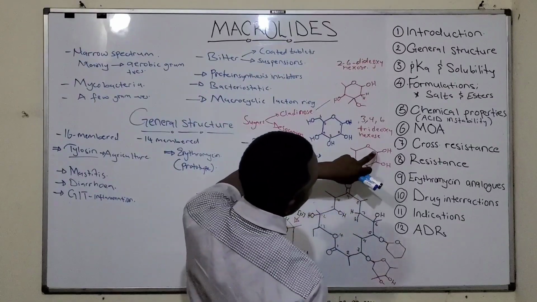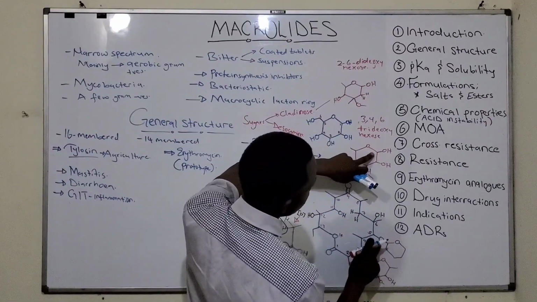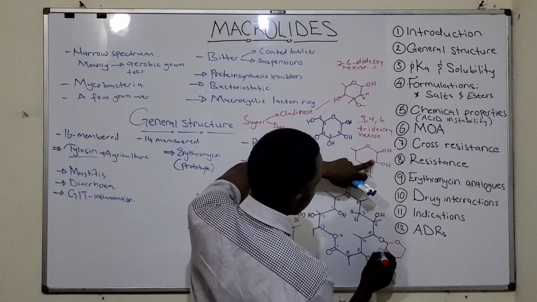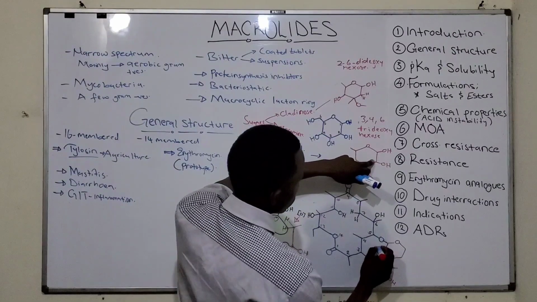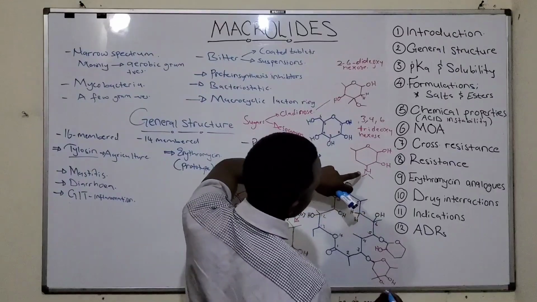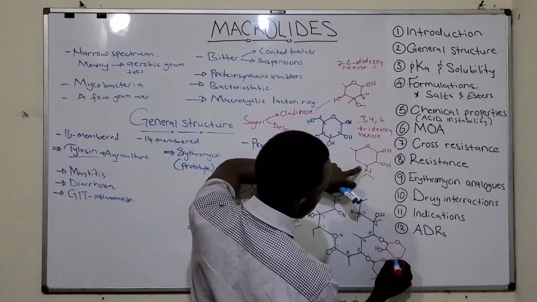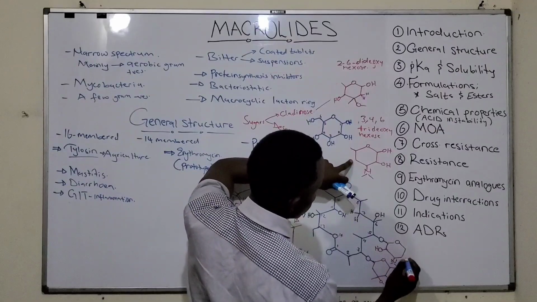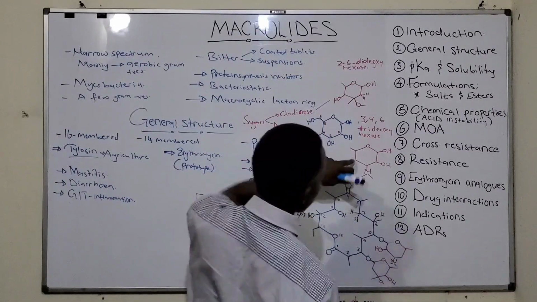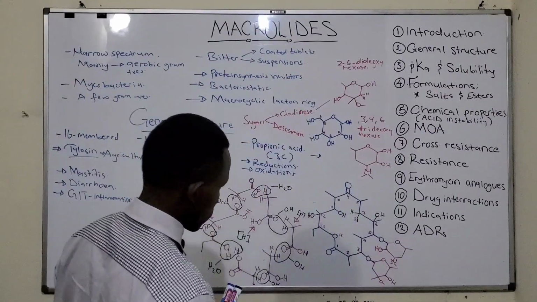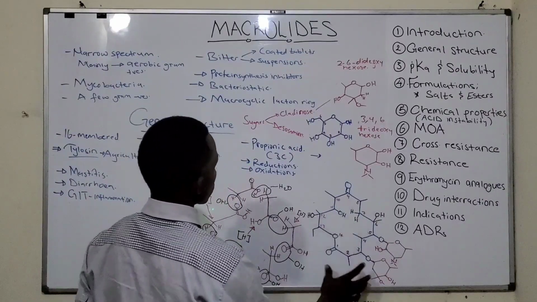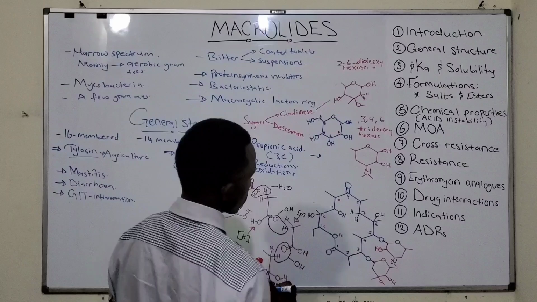At position 1, then position 2 is an OH group. Then position 3, we have the dimethylamine. Position 4, nothing is there. Position 5, we have a methyl group. So this is the genome structure. This is the erythromycin.